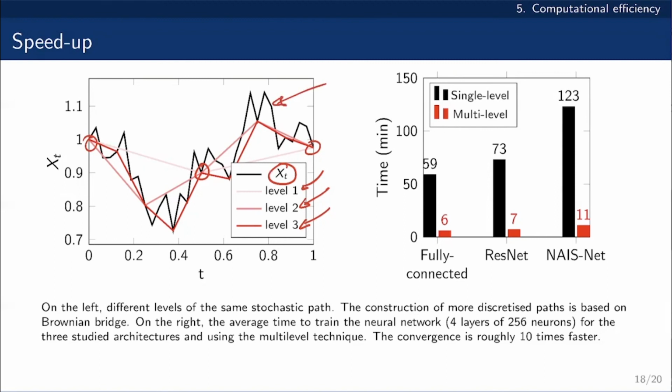And basically using these multi-level techniques is roughly 10 times faster than using the single level technique, which is basically training your neural network on the super fine and final time steps. Whatever the architecture, this ratio remains roughly constant. So by adopting this technique, you can expect to have convergence 10 times faster than using the single level.